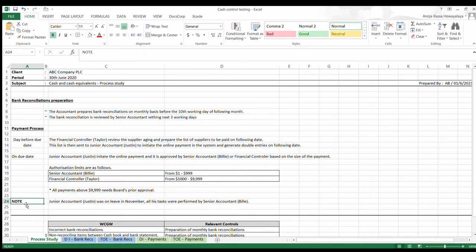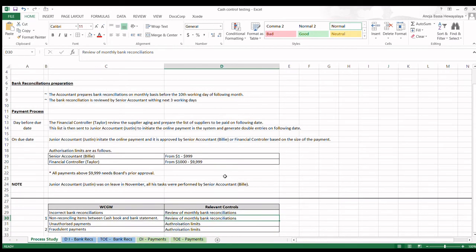And there's a special note. Junior accountant Justin was on leave in November. All his tasks were performed by senior accountant Billy. Why is this important? Because sometimes the people involved in the control process are on leave or absent for some time for some reason. We have to identify what the alternative procedure was to cover that person's task. That's why I documented this.